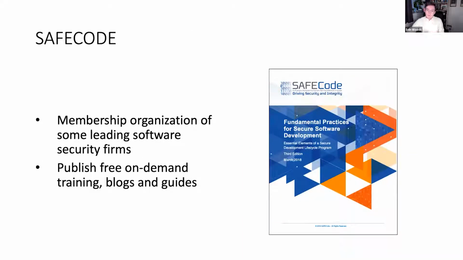Finally, SafeCode. SafeCode is a membership-based organization of some of the leading practitioner firms in the software security industry. SafeCode is probably not something you'd be looking to join, at least not initially, unless you've got a very mature security practice. But the great thing about SafeCode is it was set up to improve security practice right across the industry, not just in the member firms. So all of their material is made available freely, and they make guides available freely, they make tutorials available freely, they make training available freely. So go and have a look at it.